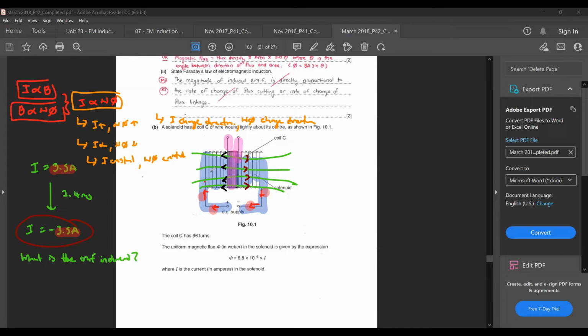So you're going to have EMF induced. So the question is just asking you, what is the EMF induced when I change the current direction?